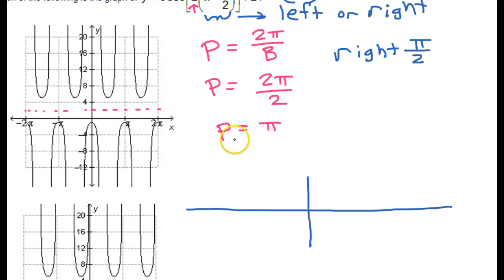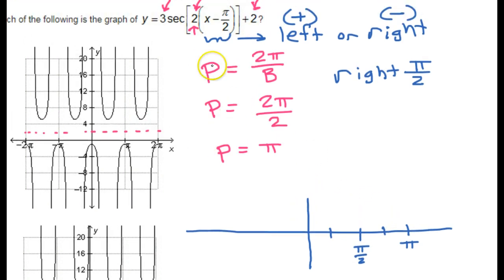Okay, remember that the period is not 2 pi. The period is just pi, so we need that information. So if I go to the right, here's pi, and then this would be pi over 2. Okay, and then we'll put a couple more marks in between.